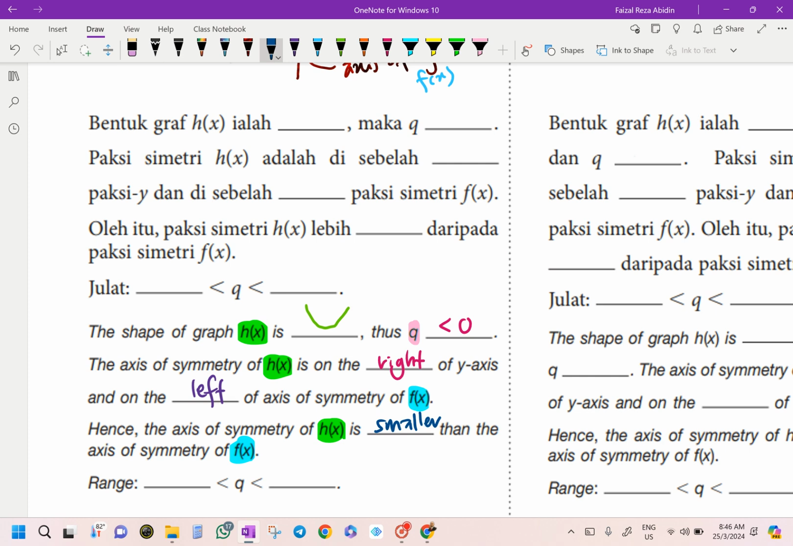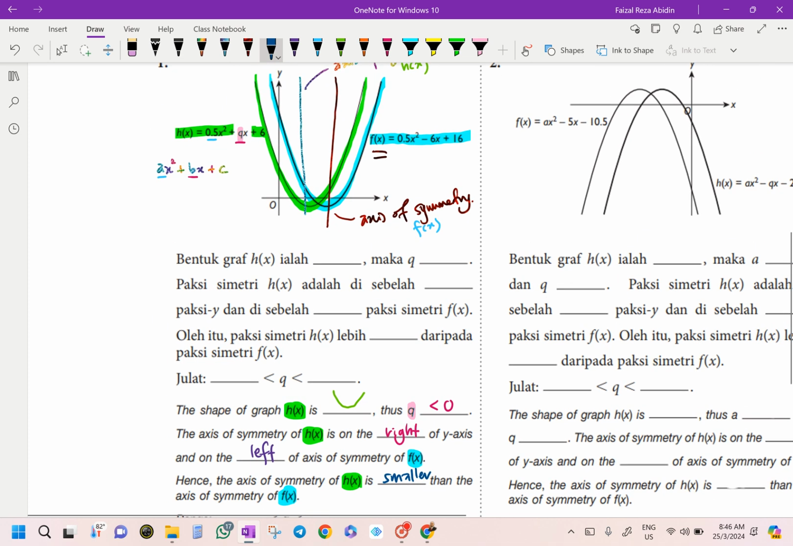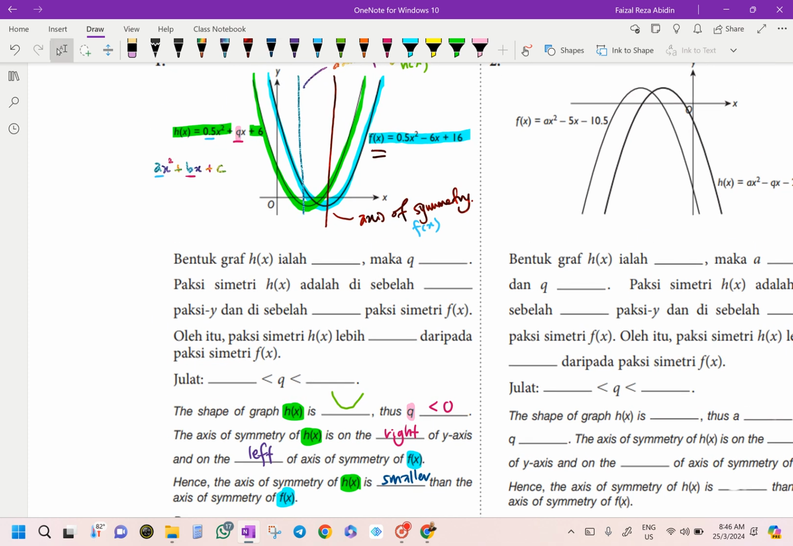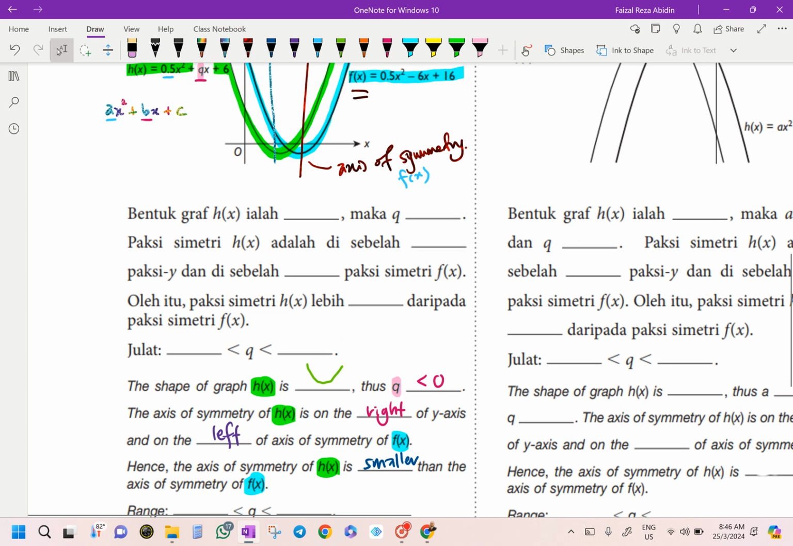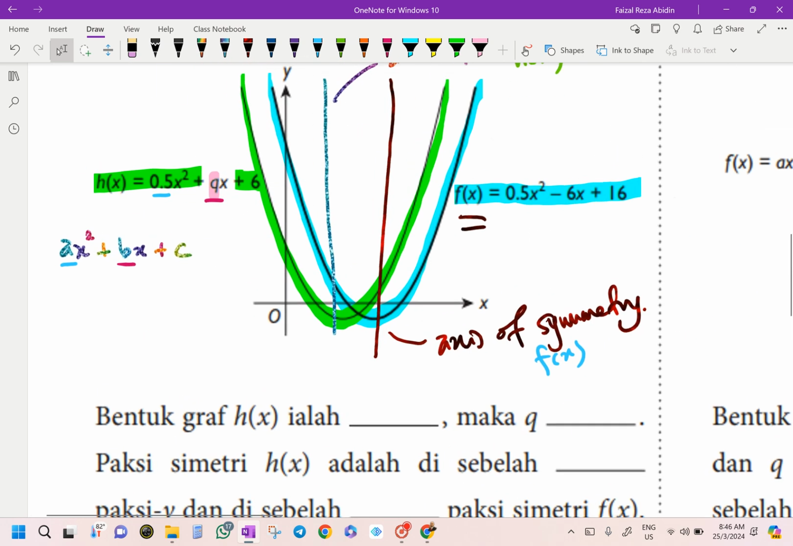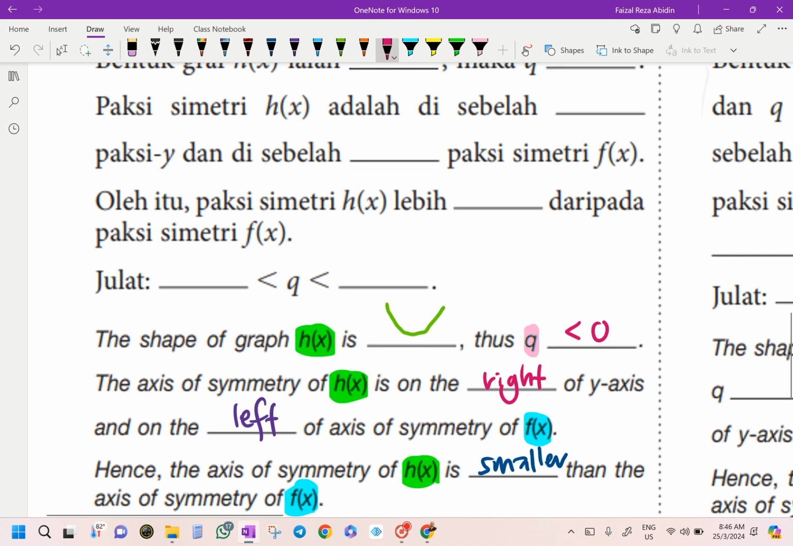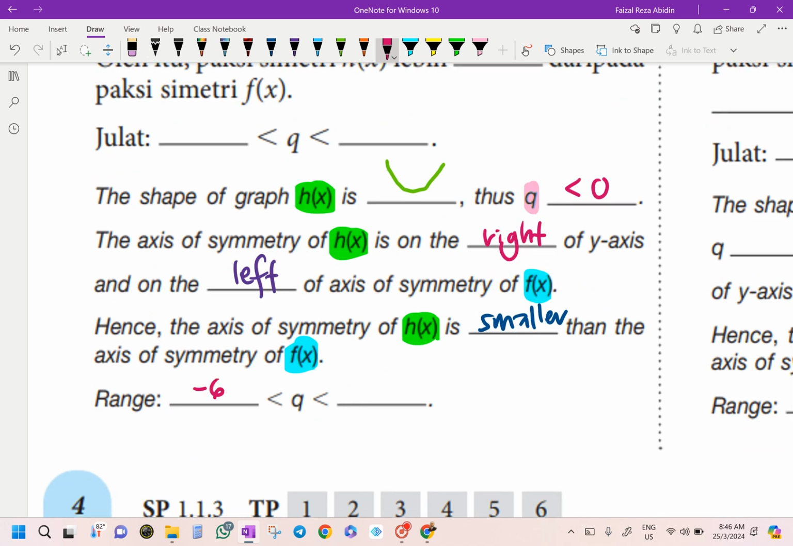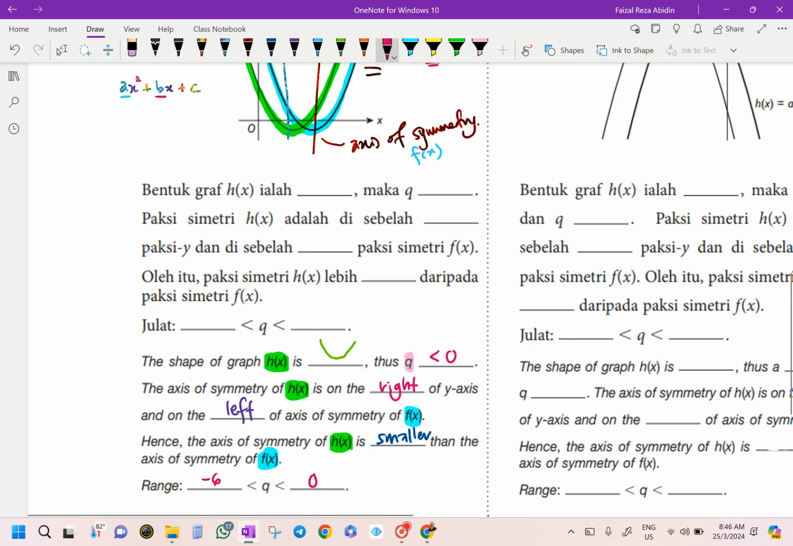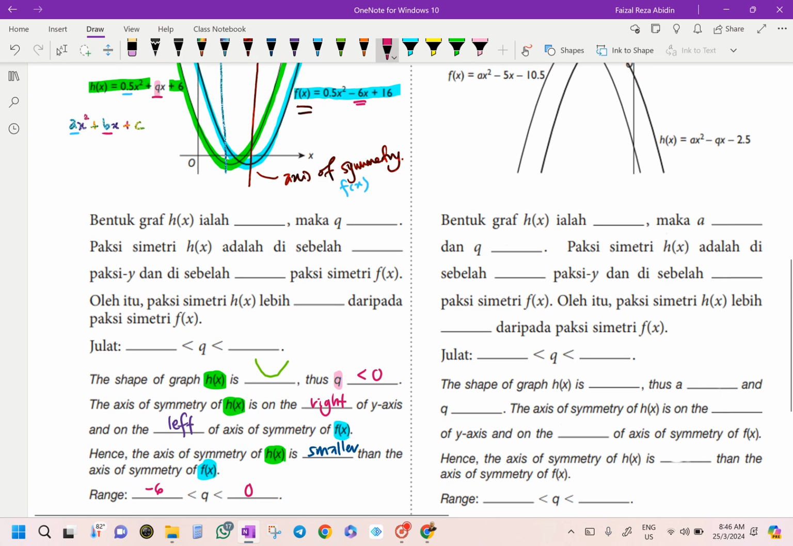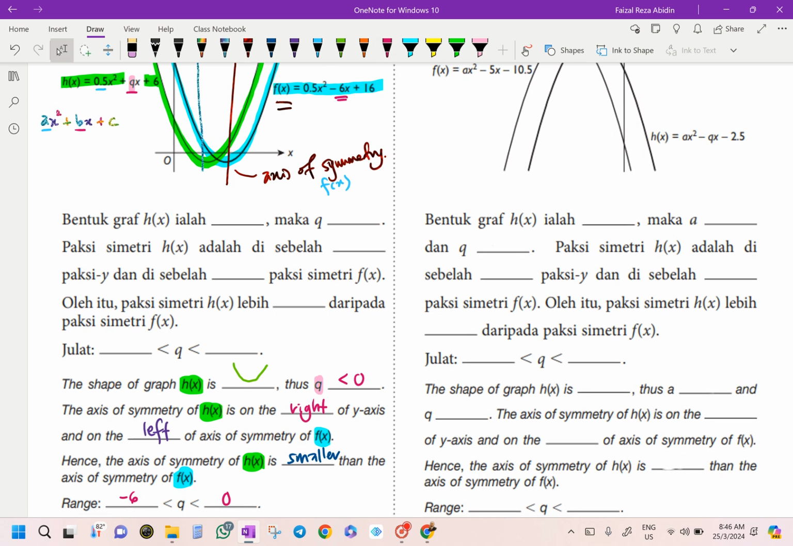Range. Range of course, this one you are going to get what? The range kat mana kita nak tengok? You are going to look at where is going to be our range for Q there. Q is going to be for our B, kan? Nampak apa kat sana? So dia akan apa? More than -6 and less than 0. If you compare with hx there. Okay, that's going to be for the range of our Q.